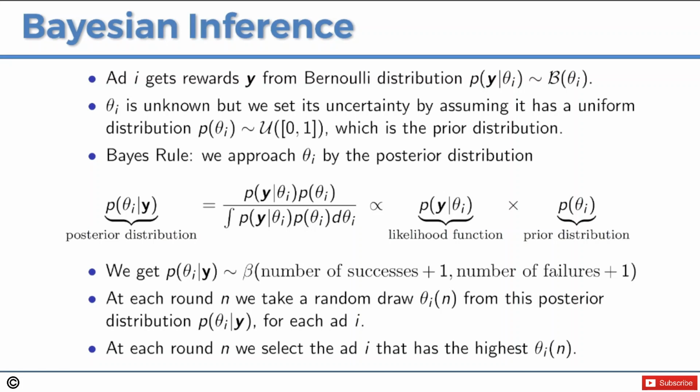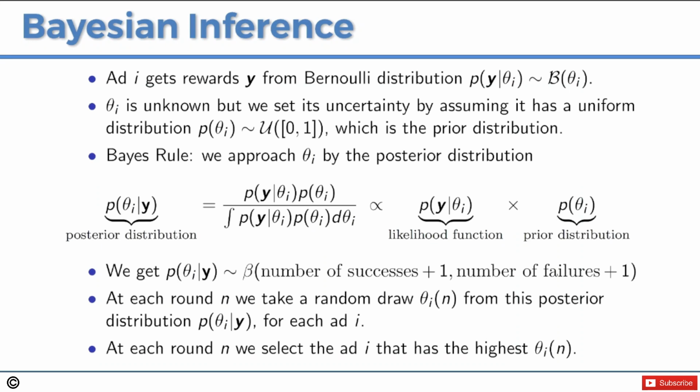And then the second assumption, a less strong assumption than the first one, which is the strongest assumption, is this second line here, and that is that we assume that theta_i has a uniform distribution, which is the prior distribution. And then we use the Bayes rule to get the posterior distribution, which is p(theta_i given the rewards that we got up to the round n). And so by using Bayes rule, that's how we get this beta distribution in this step 2 here.